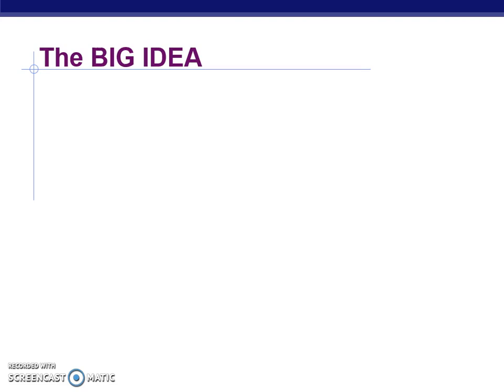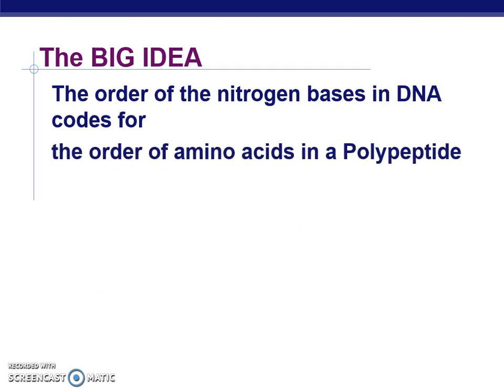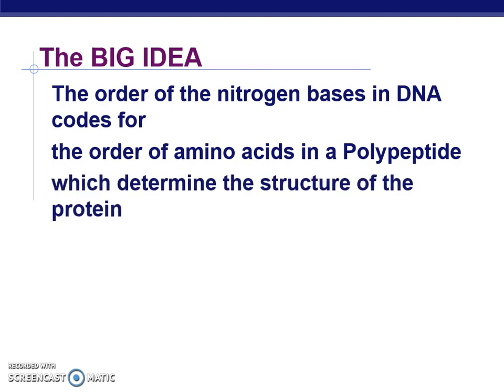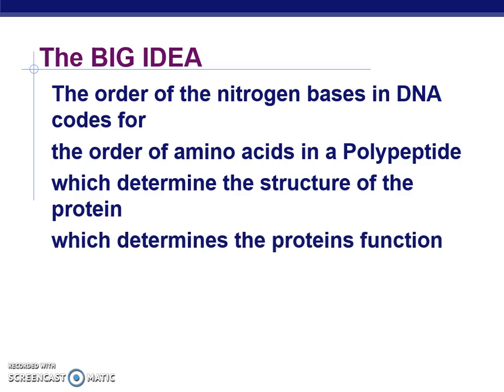So the big idea here when it comes to proteins and their structures is it's the order of the nitrogen bases in DNA that codes for the order of amino acids in a polypeptide. So DNA's job is to hold on to instructions on how to build proteins. And so the order of the bases in DNA, those A's, T's, G's, and C's, determines the order of amino acids in that polypeptide, which determines the structure of the protein, which is really what determines its function. So it's kind of the progression.